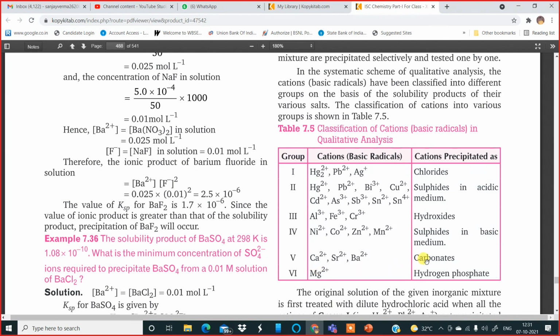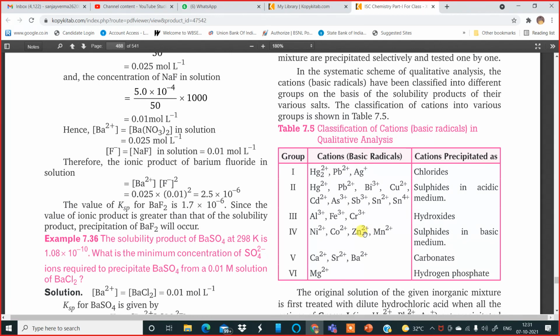In group 5, the basic radicals precipitated as carbonates are calcium, strontium or barium. And finally, in group 6, the basic radical is magnesium. It is precipitated as magnesium hydrogen phosphate.